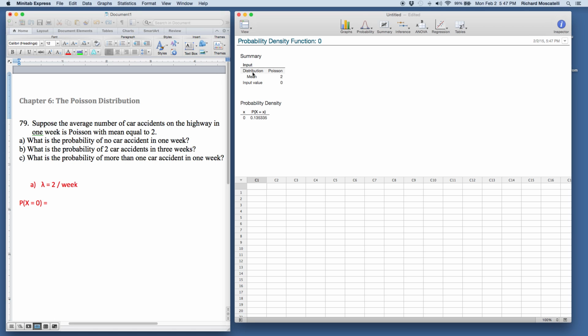All right, so here we go. Input distribution: Poisson, the mean is 2. The input value is 0. So it's just rehashing what you gave it and what you asked it. And here it is, the probability density.